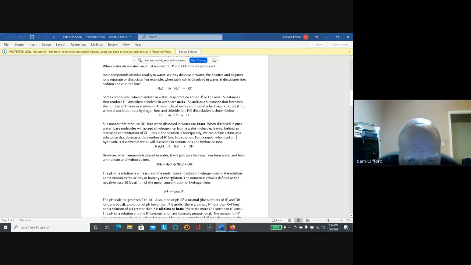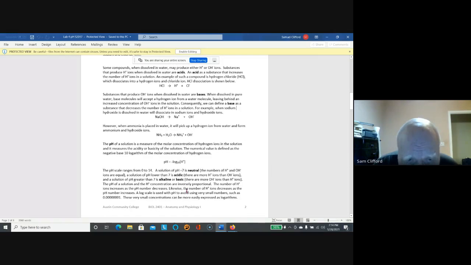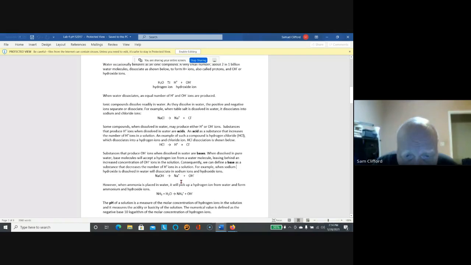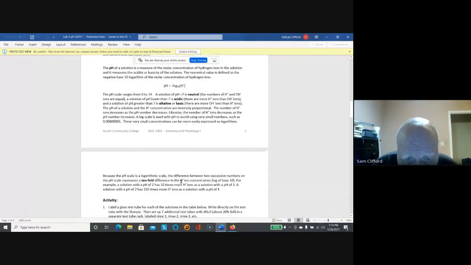The pH of a solution is the negative log of the hydrogen ion concentration. If a solution is 7, it's neutral. If it's less than 7, it's acidic. If it's greater than 7, it is alkaline or basic. So make sure you read through all of these directions or this information.